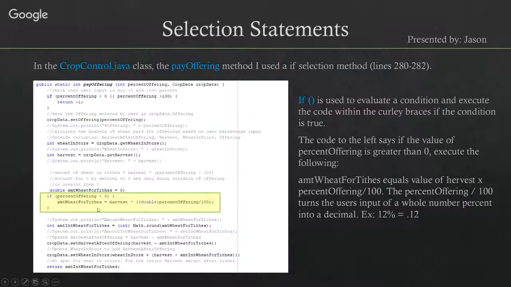The if statement evaluates what's inside the parentheses here. So we have percent off. If percent off is greater than 0, then we execute the code that's inside of here. And you can read some of the examples that we have here.